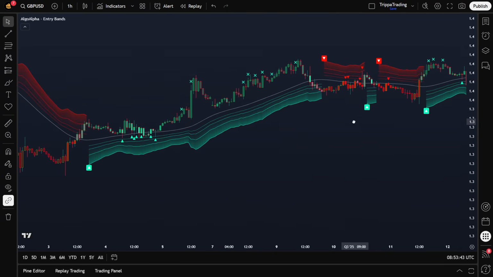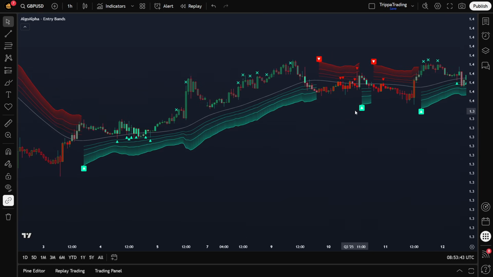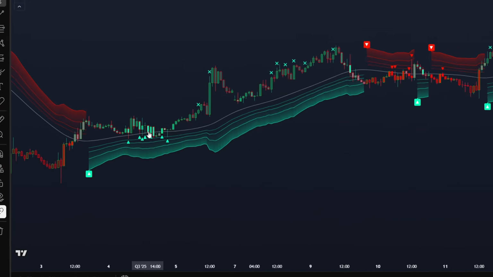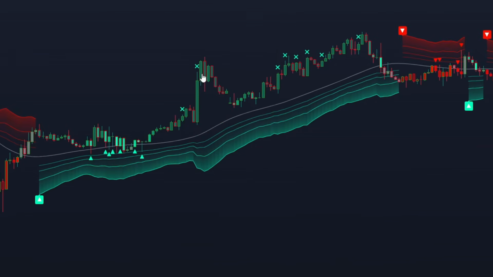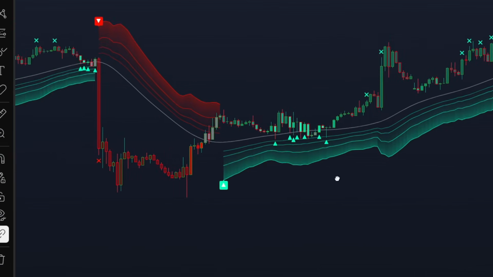If price is above the basis and pulls back into the lower bands, that's where we look for a bounce to buy. If price is below the basis and moves into the upper bands, that's where we look for rejection to sell. The bars also change color. Bright bars show price is close to the main line. Darker bars show price is stretched, and gray bars mean the market is flat and ranging.